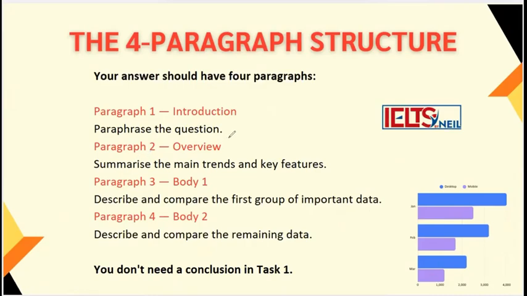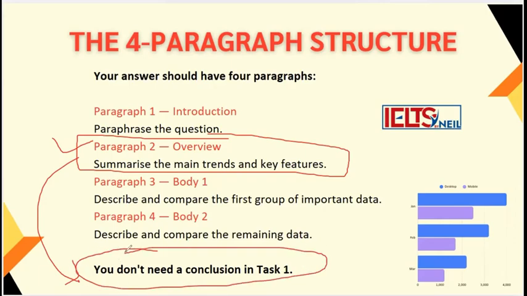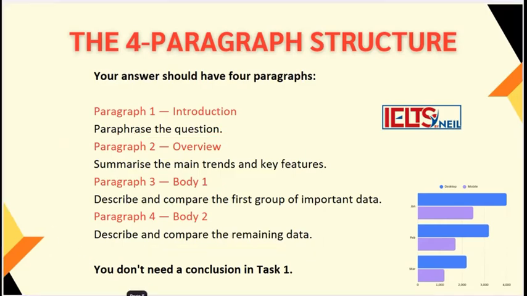Now, sometimes some students write the overall statement not here, but at the end. That is also okay. There's no problem with that. As long as you are writing the overall, that matters. Now, you don't have to write a conclusion in Task 1. Remember, in Task 2, yes, we have to, but in Task 1, we don't have to write any conclusion. Let's take an example to explain the structure to you.